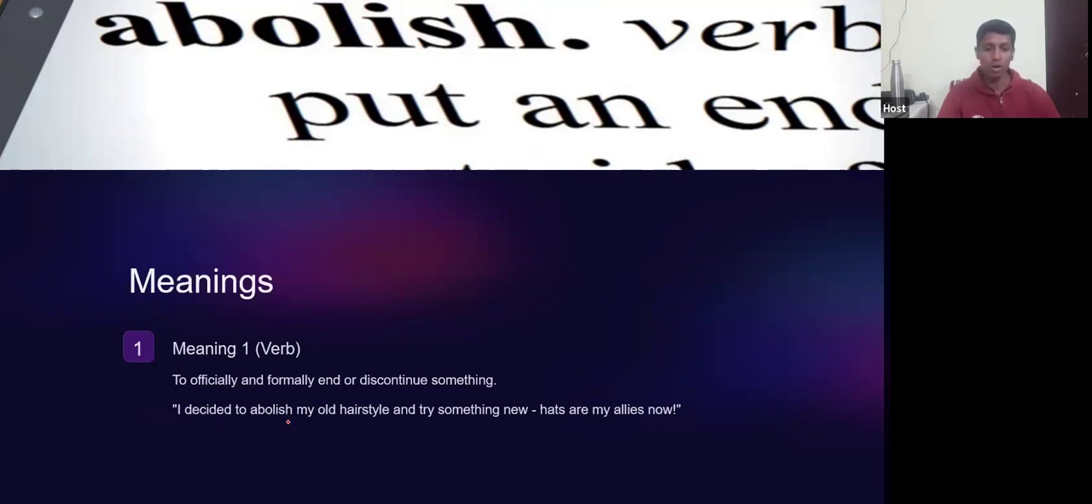I decided to abolish my old hairstyle and try something new. Hats are my allies now. This is the word we discussed yesterday. We're talking about more than one, that's why we have used the plural form of ally, something which supports: a supporter, a friend, companion. So, I decided to abolish my old hairstyle and try something new. Hats are my allies now.